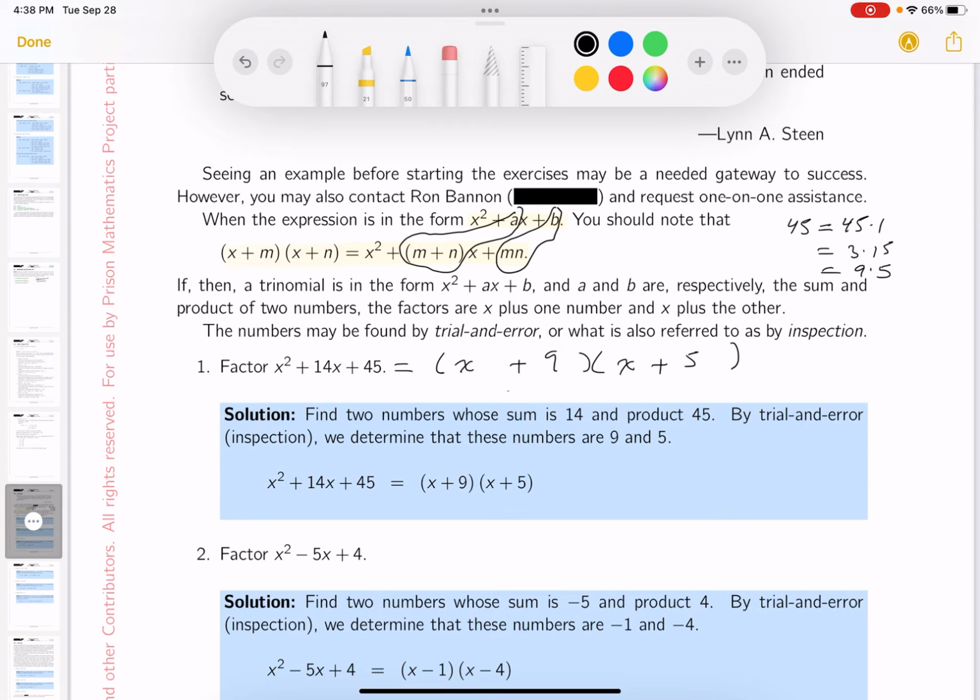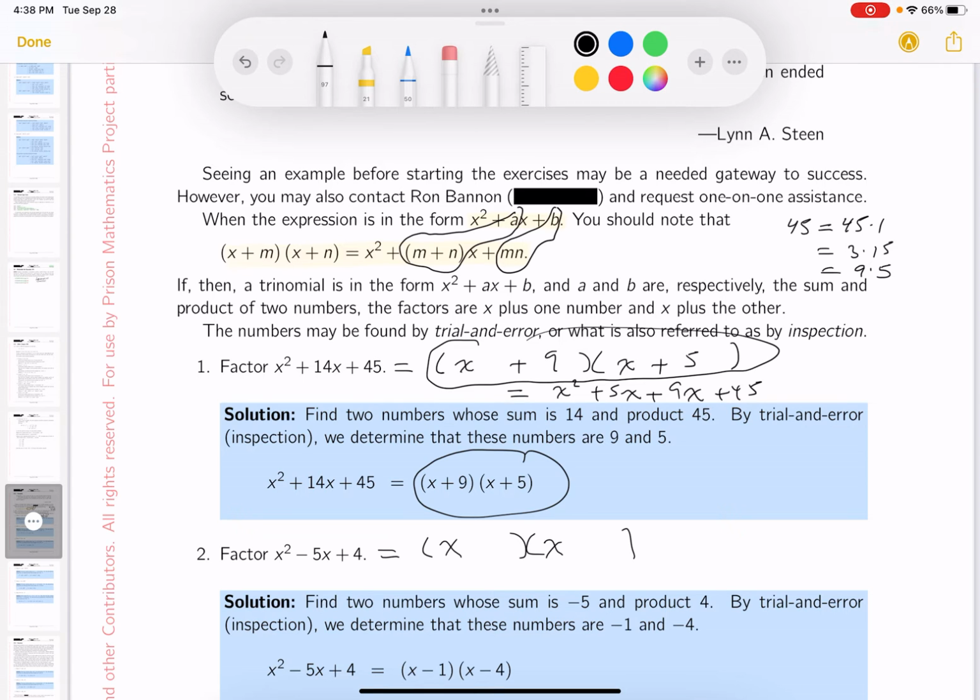I still would check it. What do you get? x squared plus 5x plus 9x plus 45. And this is the factorization. If you look at the answer key, it's staring at you. Let's take a look at the next one. What am I doing? I'm making the assumption that I can do it, and that's a good assumption to have at this level. What do I need? I need to find two numbers whose sum is minus 5 and product is 4.